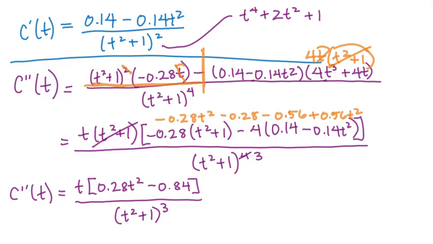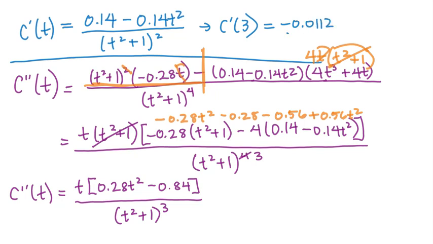So a little bit nicer for plugging in, but again, more about just giving you practice looking at some of the more complicated simplification that we have to do in this class. Really what we want to answer here is what is c prime of 3 and then what is c double prime of 3. So I'm going to plug 3 back into that derivative function. I got about negative 0.0112. And remember, that is, what were we doing?